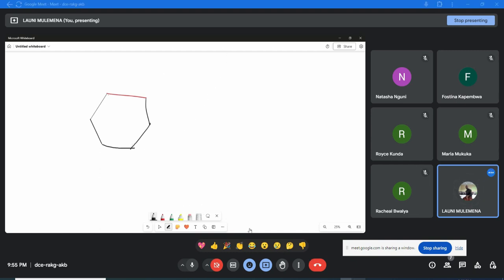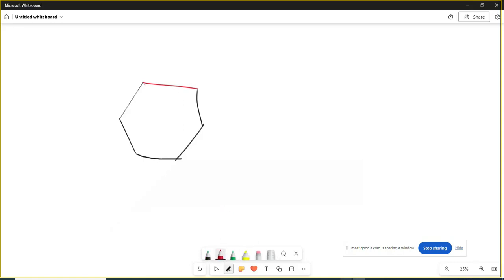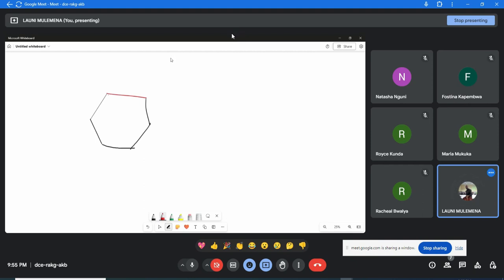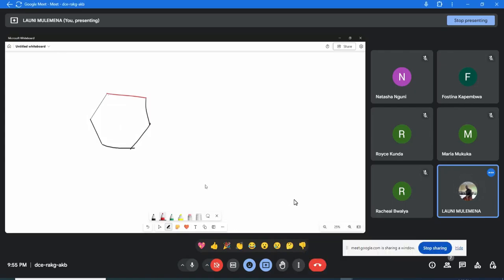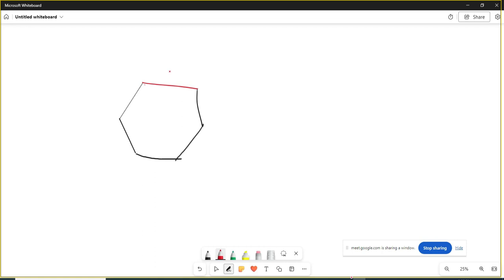So now, to find the plane of symmetry, let me read the question. It says the diagram shows a regular hexagonal right pyramid. Find the number of planes of symmetry of the pyramid. Remember, on this pyramid, it's going up, but the going up does not matter. We need to concentrate on the base as we come up with the planes of symmetry. When we cut at the base, it will go even up to the top. So the first line is this line. When we cut this plane using this line, the other part and the other part will be equal. So this is the first plane of symmetry.